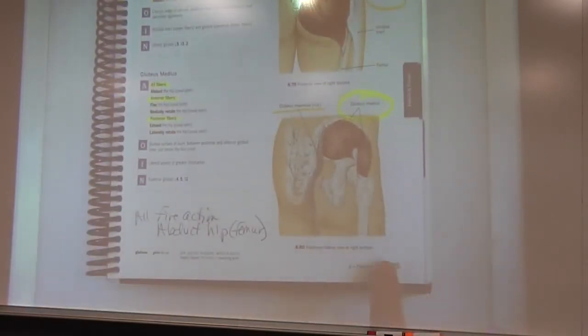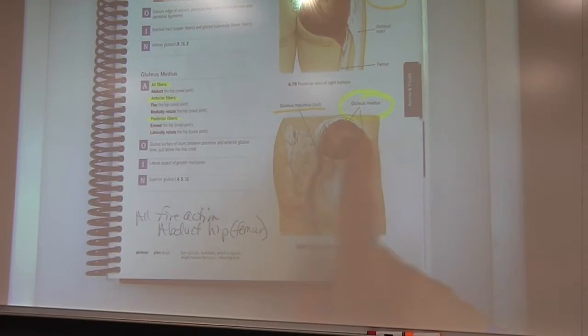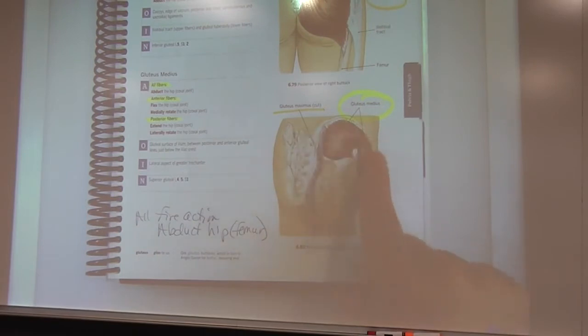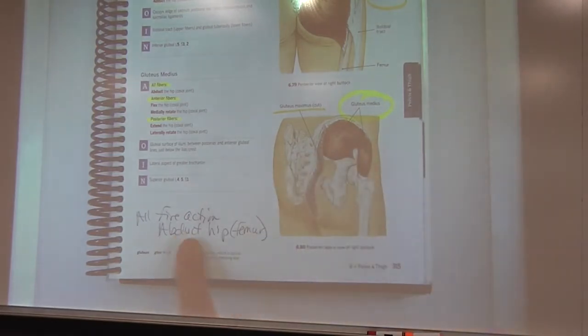On the bottom of page 315, here's gluteus medius. We've cut away maximus. So you can see, as we talked about in the top part, it is on the lateral aspect of this iliac crest. It does have a superficial portion, but there is also an anterior portion and a posterior portion. The all-fire action, when all three gluteals are working, is to abduct the hip. If I asked you to separate your femurs, that is abducting the hip.